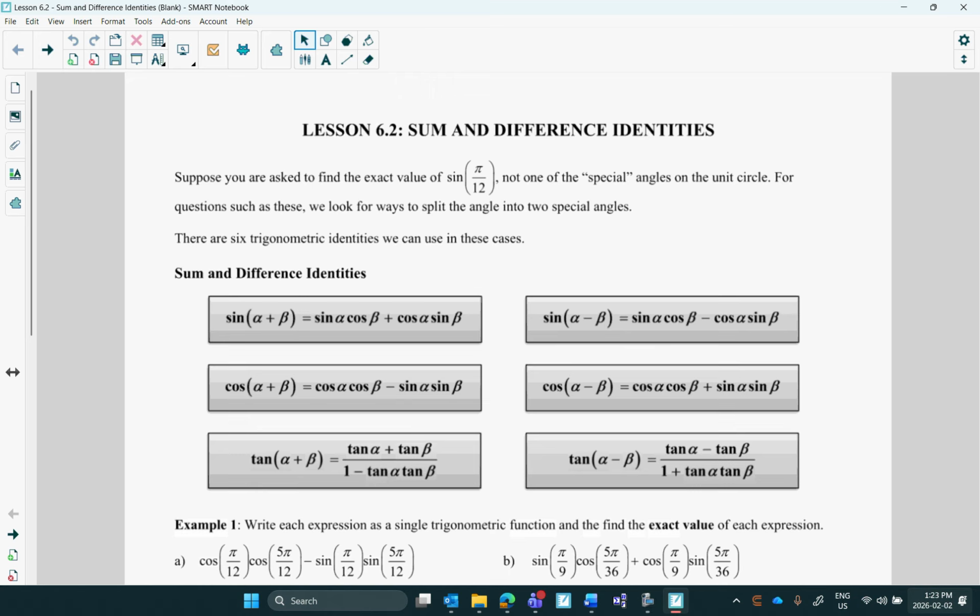So a quotient identity is tan is sine over cosine. What's a reciprocal one? 1 over. Okay, give me something that's 1 over. Cosecant is 1 over sine. Secant is 1 over cosine.